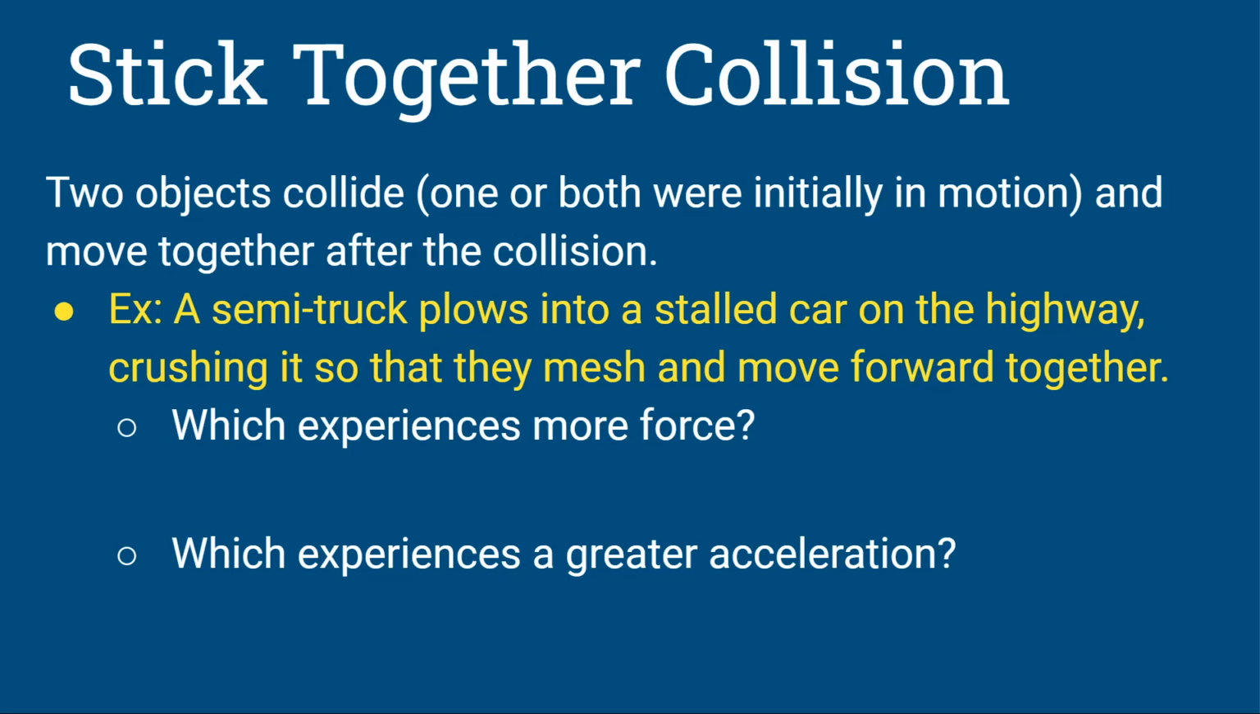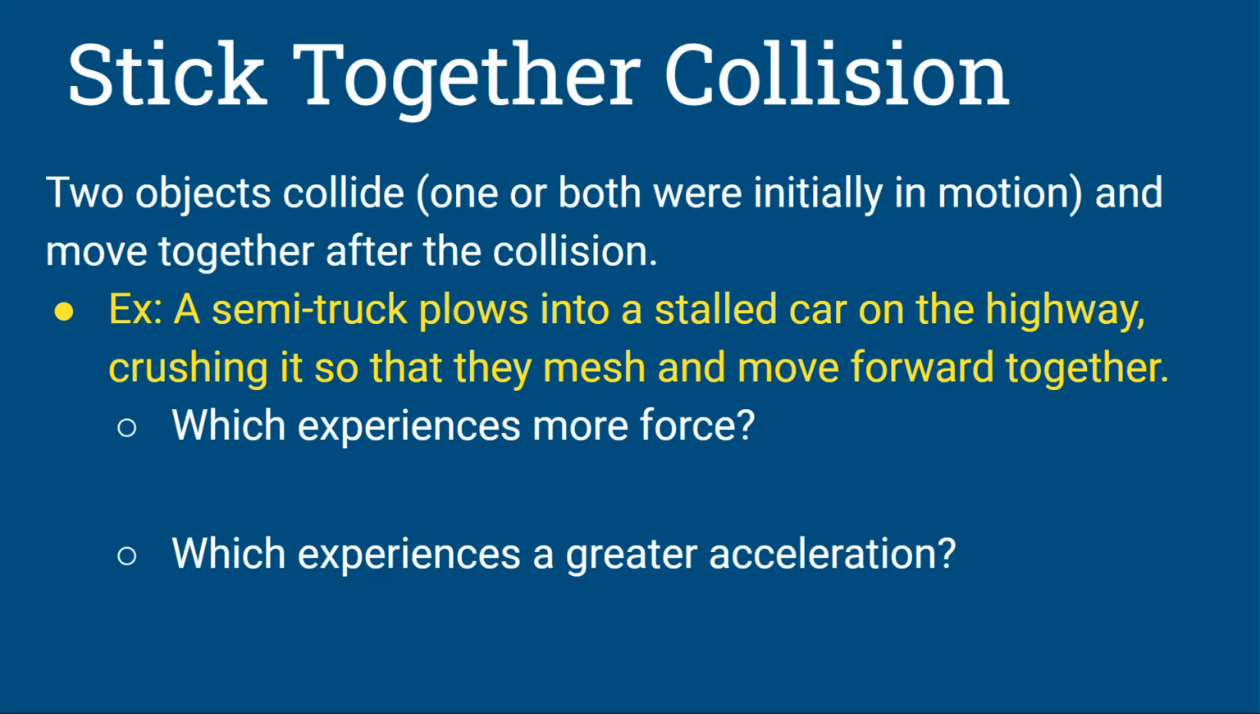For example, a semi-truck plows into a stalled car on the highway, crushing it so that they mesh and move forward together. This is why I said that the energy wouldn't be conserved, because oftentimes you have something that literally crushes and attaches itself to the other object. And when you have something that deforms like that, there is absolutely dissipation of energy. So you'll see that when we get to that summary slide at the end.